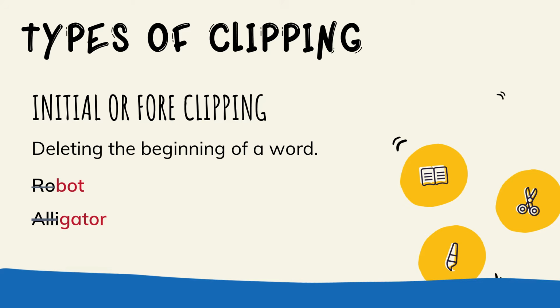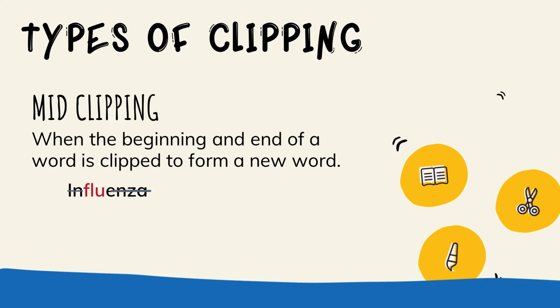Though it's rare, we also have what we call mid-clipping. Okay? So when the beginning and end of a word is clipped to form a new word, that's mid-clipping. Meaning we have removed a few letters in the beginning and in the end of the word to formulate a new word. For example, influenza. We usually call it a flu. So we have removed IN and we have removed ENZA. So this is like a combination of fore clipping and back clipping.